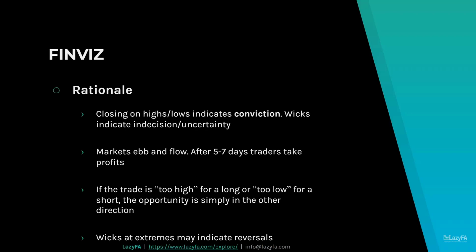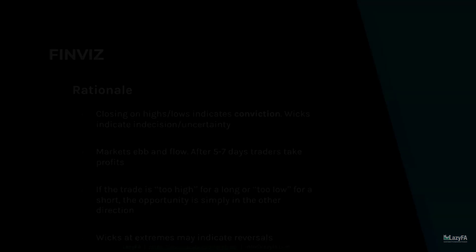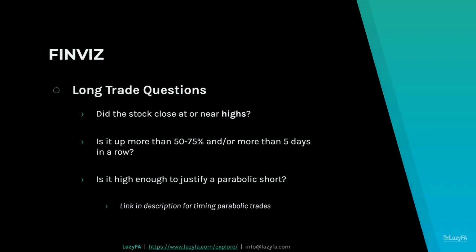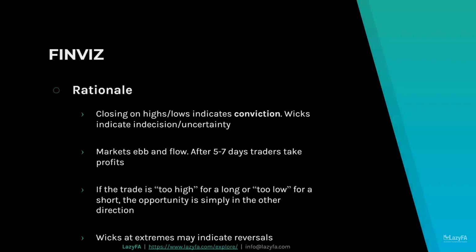opposite direction. And number 3, is it high or low enough to justify it bouncing or becoming a parabolic short if it's a trade that's gone up 5 or 6 or 7 days in a row? This is the rationale behind that question. If the trade is too high to long it, meaning it's gone too crazy too quickly, or it's just fallen off the face of a cliff and it's been dropping for a week straight, the opportunity really is not in the same direction. It's more in the opposite direction.